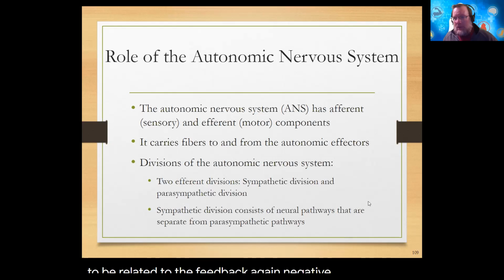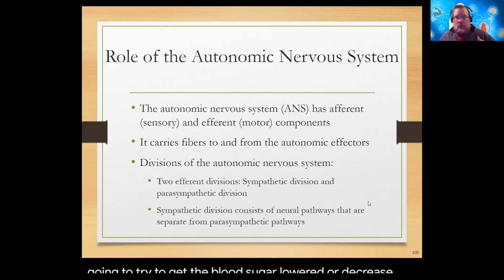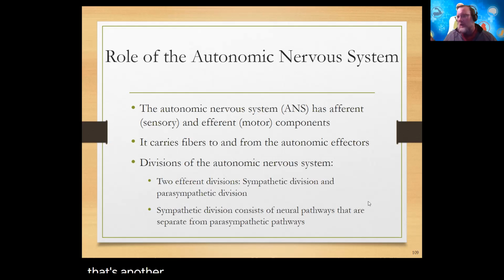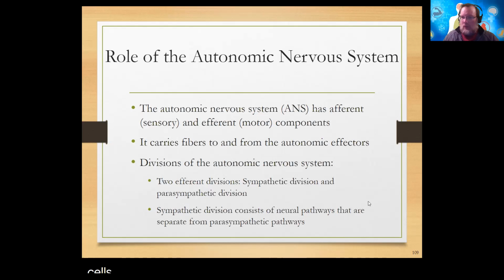And again, in negative feedback, the negative part is that we're opposing the stimulus. So the stimulus is that blood sugar's too high. The response is we want to oppose the stimulus of high blood sugar, so we're going to try to get the blood sugar lowered. Maybe the blood sugar's too low, like between meals. That's another stimulus. The response is going to be negative feedback. We want to oppose the lack of blood glucose, so we're going to trigger storages of glucose to get released and deliver all of that to the cells. Then the signal comes back to the brain and says, yep, we're good to go. Let's just keep it calm and let everything level.